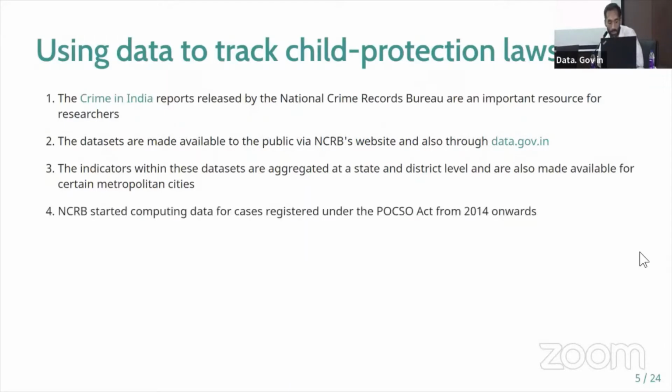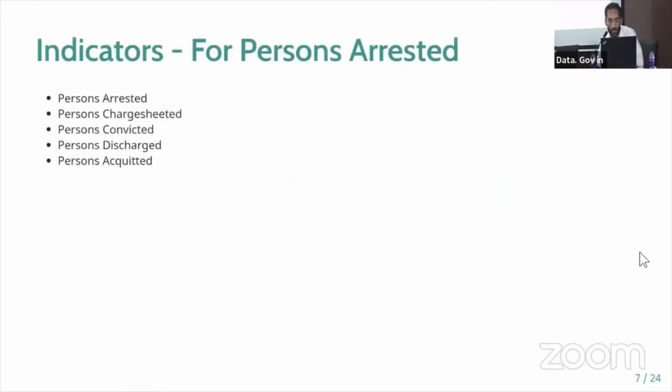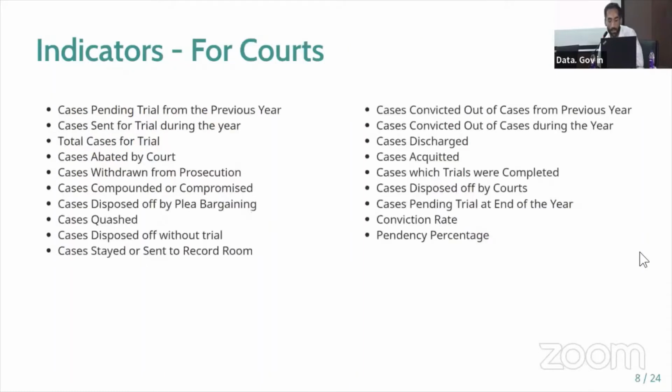For POCSO, NCRB started computing data from 2014 onwards. So in 2012 and 2013, the methodology of capturing POCSO cases is very different from what it was from 2015. So let's quickly see what POCSO related indicators there are in the NCRB. This is not an exhaustive list. There are three categories. One, for persons arrested, you have arrested, charge sheeted, convicted, discharged, acquitted. Then you have many indicators for the inputs: cases on trial, cases awaited, disposed by plea bargaining, etc.